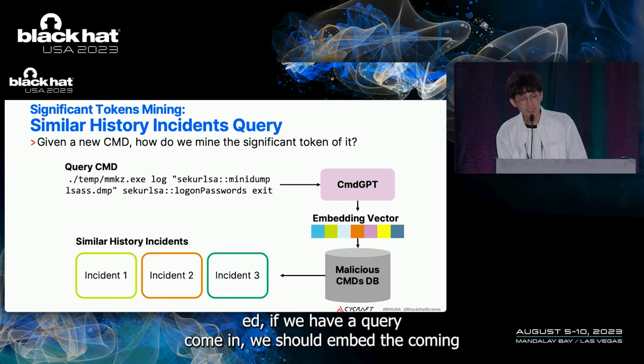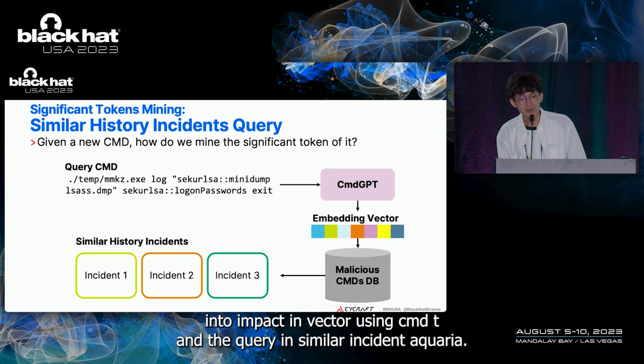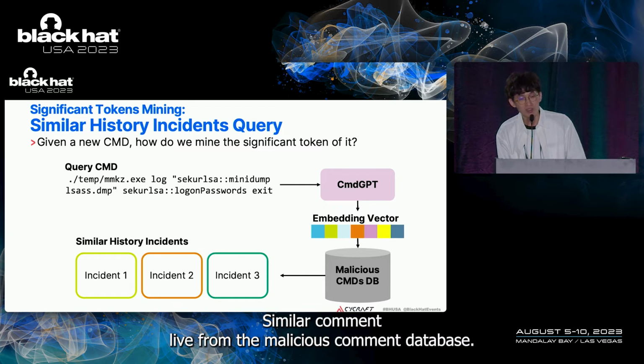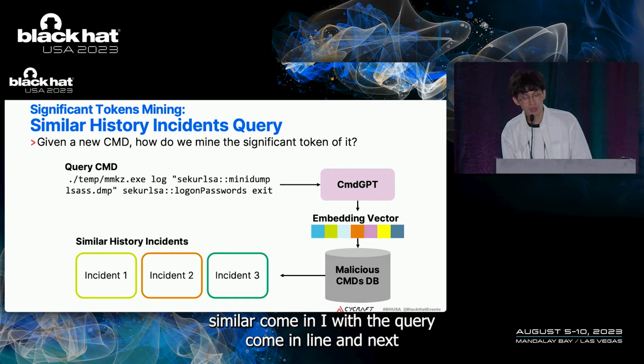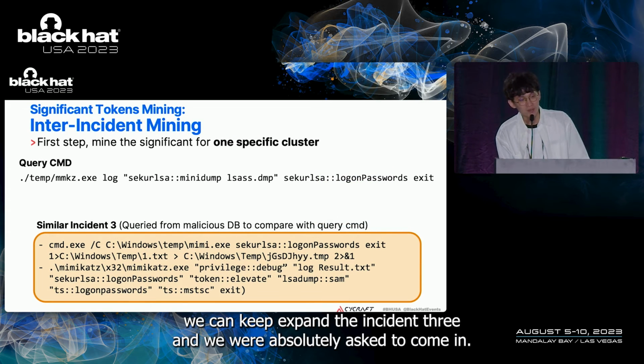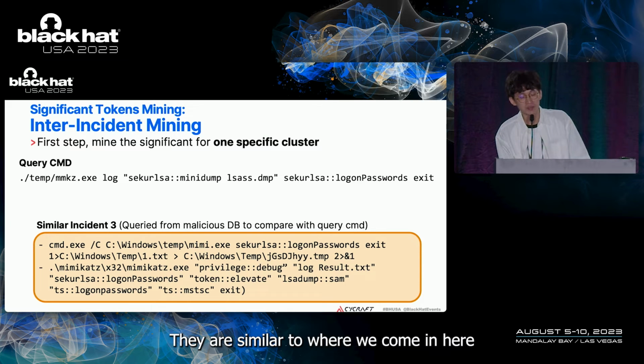In the first step, given a query command line, we embed the command line into an embedding vector using CMD-GPT and query similar incidents, or similar command lines, from our malicious command database. In this case, we find there are three incidents with command lines similar to the query command line. Next, we can expand incident 3, and we observe there are two command lines similar to the query command line here.